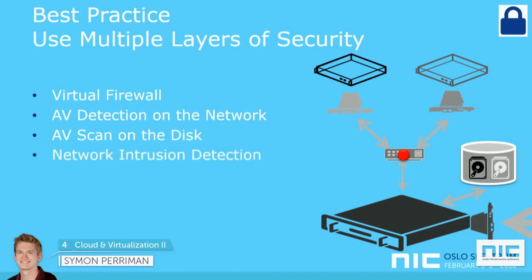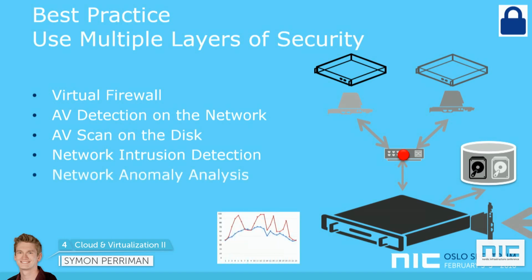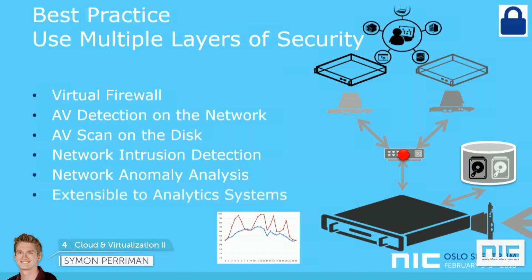We want to be scanning the network for these advanced persistent threats, these unusual things that are specifically targeting certain types of infrastructure. We want to be doing network anomaly analysis, taking the traffic patterns from your data center and comparing them to what's usual. And we want to be able to extend it to these other third-party analytics systems.